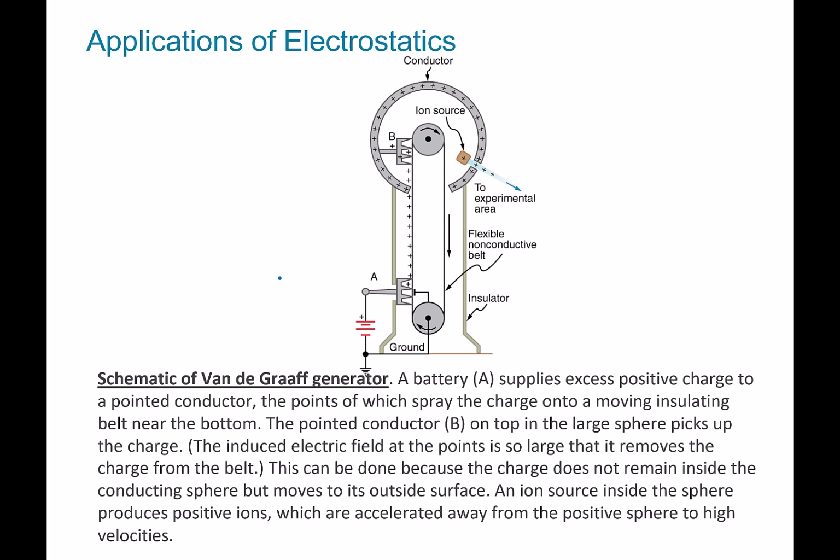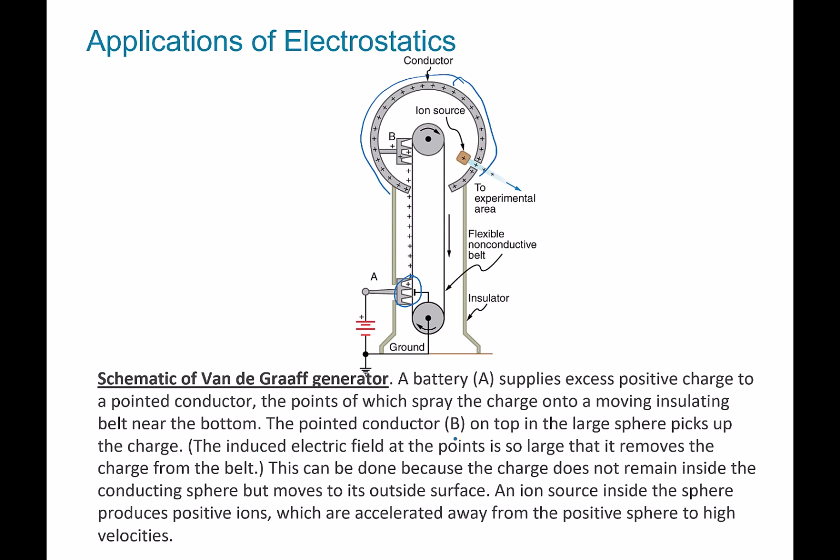So the basic construction is there is a metallic dome on the top, and a battery supplies excess positive charge to the pointed conductor, the points of which spray the charges onto the moving insulating belt. So there's a pointed conductor here, and it sprays these charges to the belts, and the belts are connected to the dome, so they kind of transfer the charges up there.